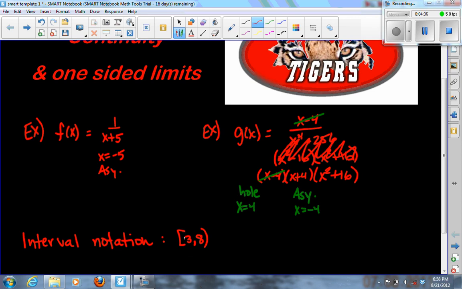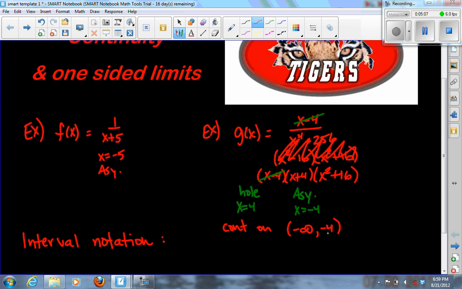Brackets are like the closed circle on the number line. Parentheses are like the open circle. So if I wanted to describe the intervals where g is continuous, I would say continuous on negative infinity all the way to -4. Notice I'm not going to include -4 because there's an asymptote there. I can't include infinity anyway. That's just a figment of your imagination. This isn't a number.